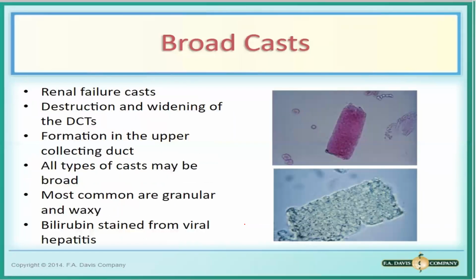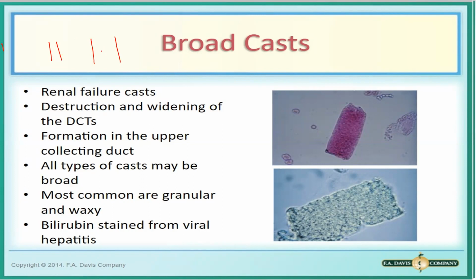We have what we call broad cast. Broad cast, also known as renal failure cast. So all types of cast, most commonly granular or waxy, okay, they can be broad cast. Kaya lang siya nagiging broad because of the destruction and widening of your DCT. Okay? So kung kanina, yung space natin is like that. So ito lang yung DCT nyo na tubule pala, lumalapad na siya. Kaya siya nagkakaroon ng broad cast.